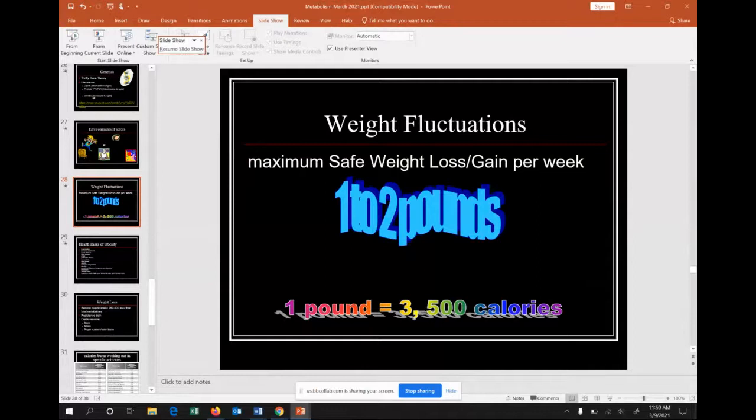Couple of issues here. In terms of weight loss or weight gain, this hasn't changed in a long time, but 1 pound equals 3,500 calories. So if we can make a deficit of 3,500 calories, we're really aiming for that over a week. Right? Safe weight loss or weight gain per week should be 1 to 2 pounds.